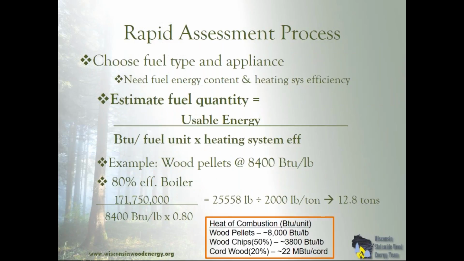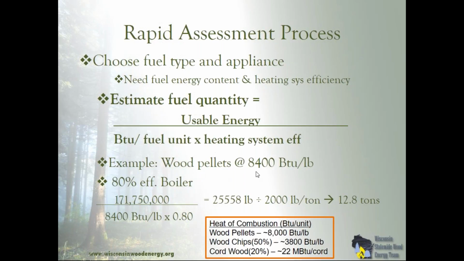So then the next step is to choose a fuel and the appliance, and we need, again, the energy content of the fuel and the heating system efficiency. So say you're going for a wood chip boiler, or well, let's use wood pellets as I've done here. The usable heat, which is what I just figured on the previous page, divided by the energy unit per unit of fuel, divided by the efficiency of the heating unit or combustion appliance.